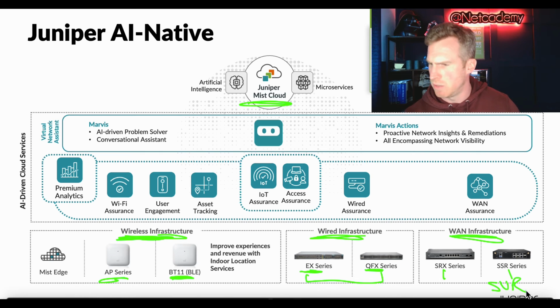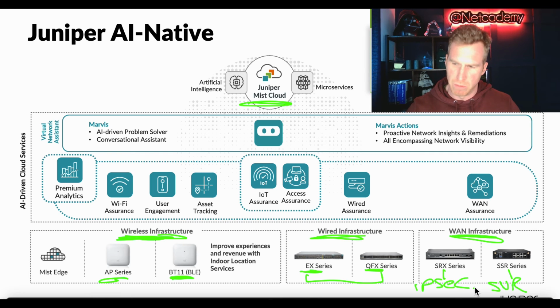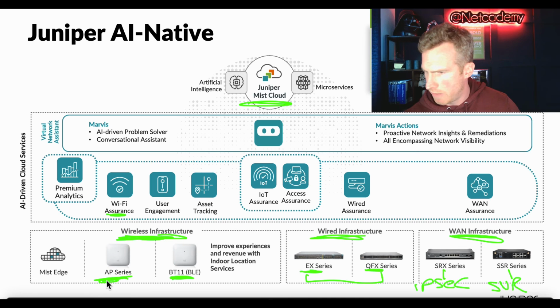The SRX series is really doing traditional SD-WAN or WAN technologies when you look at IPsec, and that's really what a majority of vendors on the market are actually doing. From a licensing perspective, the licensing is very straightforward. You have Wi-Fi assurance for the access points. You have wired assurance for the wired switches, and then you've got WAN assurance for the SD-WAN SRX or SSR series.